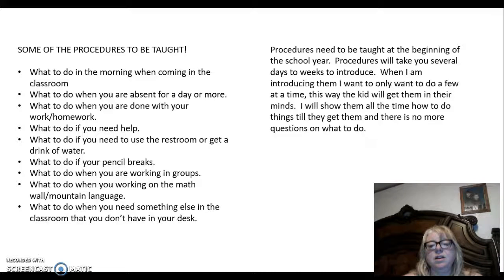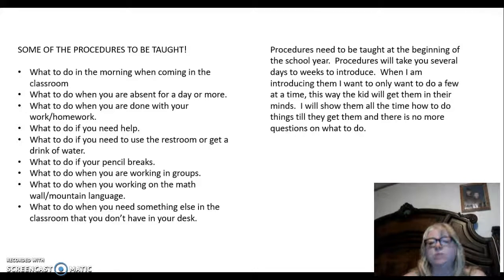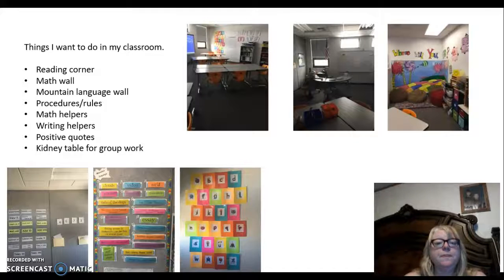What to do for that? There's a whole bunch of different procedures that you need to go through and talk with your kids, so the kids know what to do and they won't sit there saying, "Teacher, teacher, teacher, I don't understand, what do I do, what do I do?" If you teach them right away, there's no problem there, just like the rules.